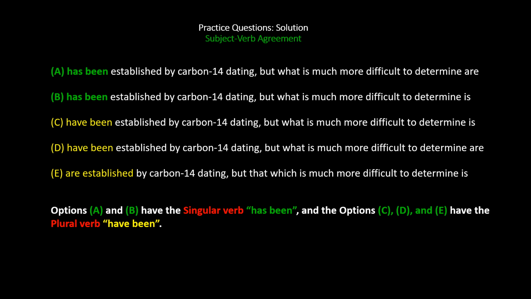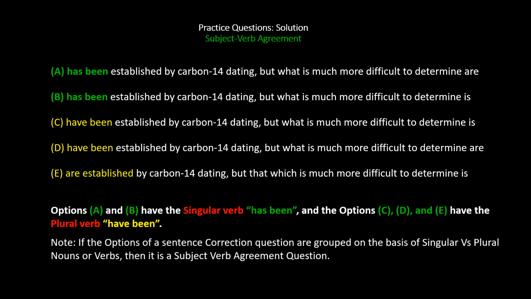They could be verbs, nouns, or some other elements. Note, if the options of a sentence correction question are grouped on the basis of singular versus plural nouns or verbs, then it is a subject-verb agreement question. In other words, if some options have singular verbs or nouns and the remaining options have plural verbs or nouns, then it is a subject-verb agreement question.